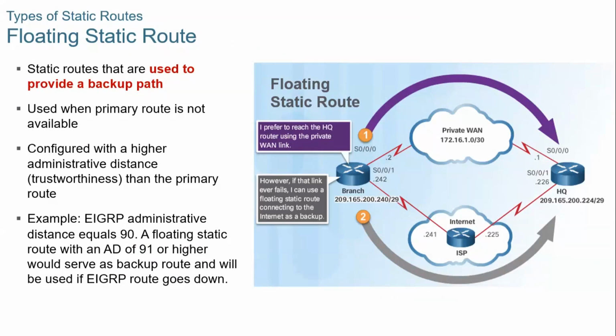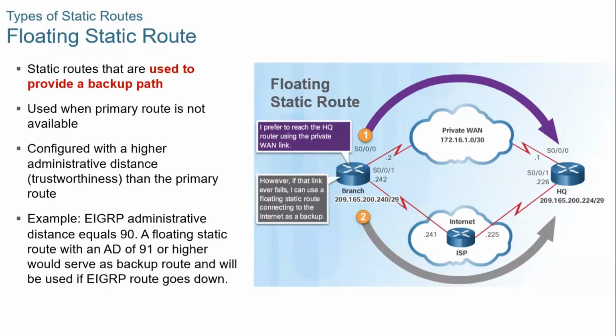So how is it that a static route is going to be a backup to a dynamic route which has a higher AD than a static route? To do that, you have to configure the administrative distance for the backup static route, or the floating static route, higher than the routing protocol that you are going to use.